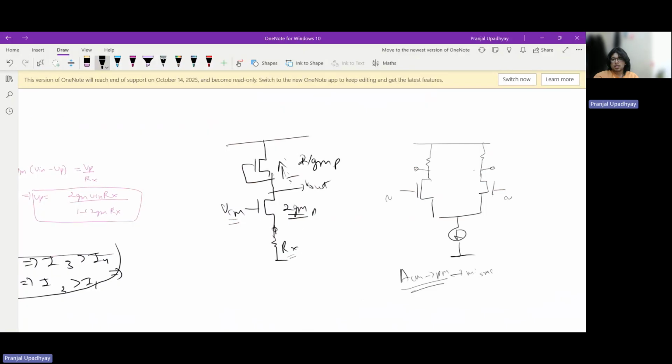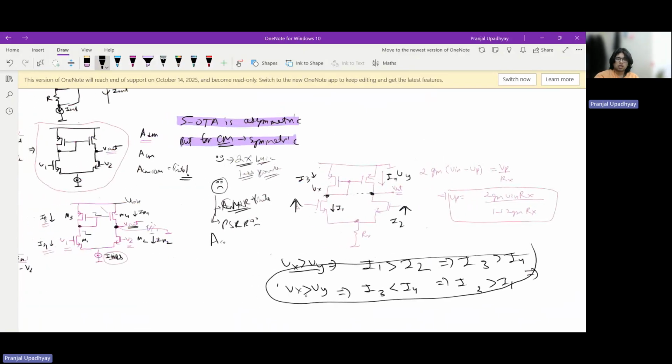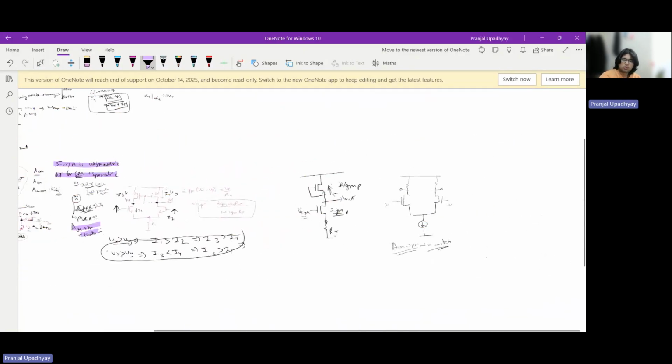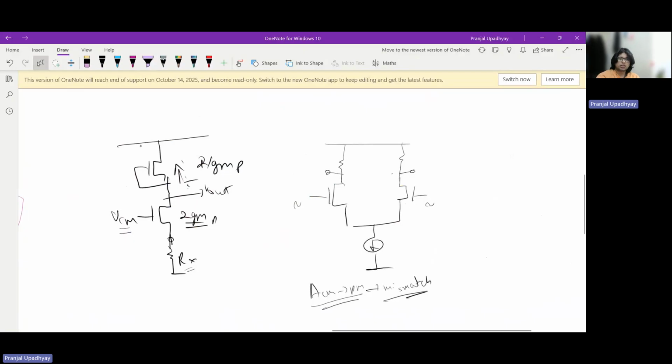But what we are saying here is that in a five-stage OTA, despite perfect symmetry, the common mode to differential mode conversion will be a finite value, which is quite a problem, right? So this is one of the disadvantages of the five-stage OTA, and I think we'll look into this deeply in the next video. And with this, the five-stage OTA is very quickly wrapped up.